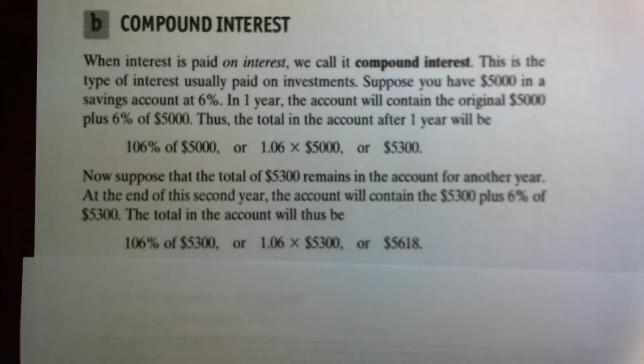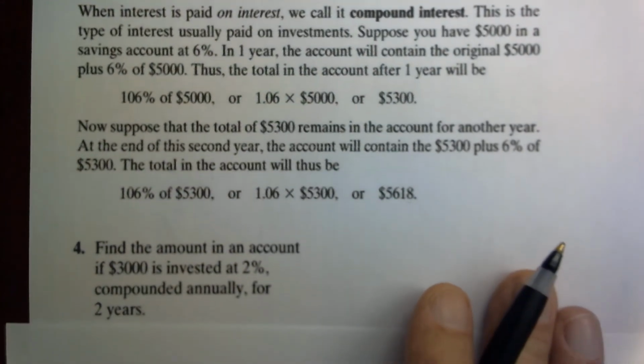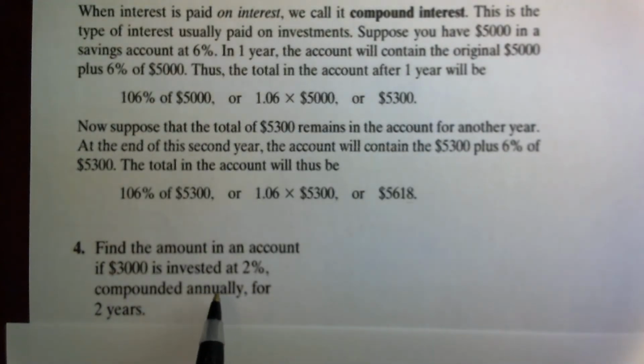And so for the third year, we now compute 106% of 5,618. So the amount that is in the account will continue to go up. So let's apply that to an exercise here. Find the amount in an account of $3,000 invested at 2%, compounded annually for 2 years.